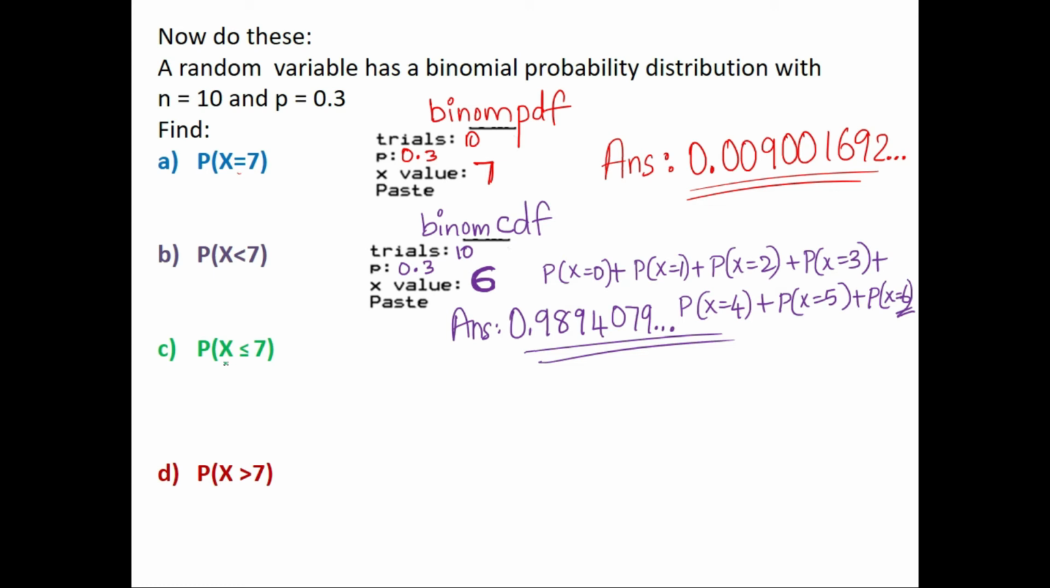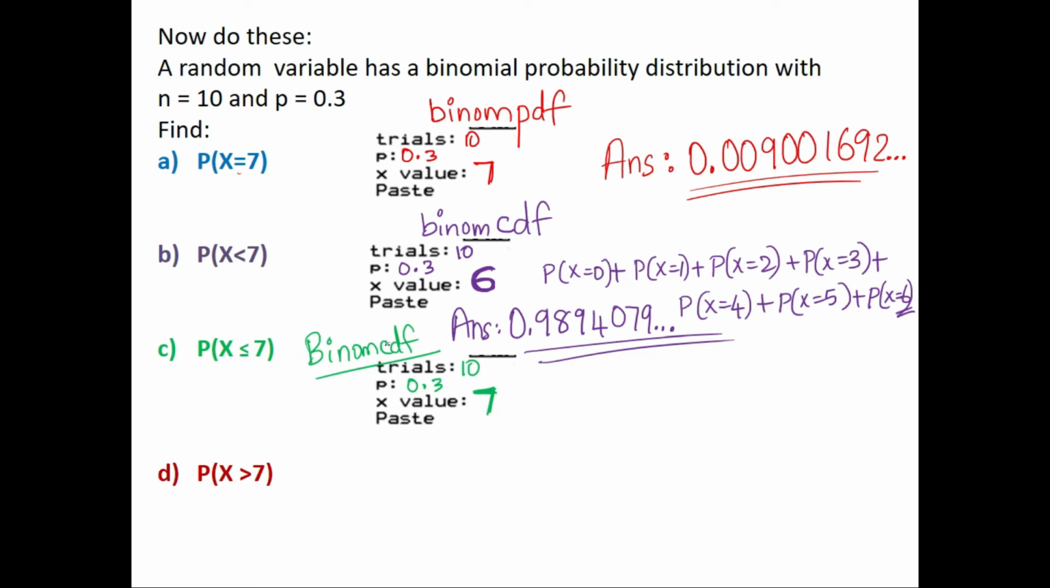In question C, you can see the probability they are asking for is when the value for the random variable x is less than or equal to. Again, it's an inequality, so you're going to use binomial CDF, and the number of trials is again 10, the probability is 0.3, and the value for x is now equal to 7. That means along with this they want the probability of 7 also, so you will put a 7 there.